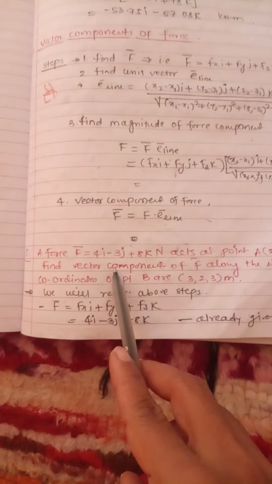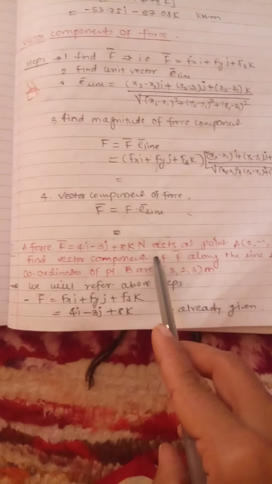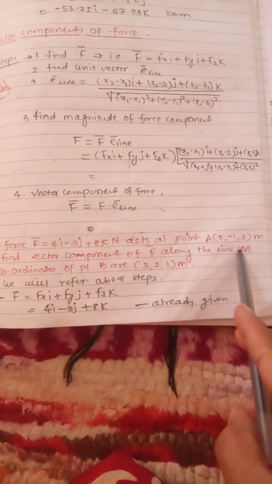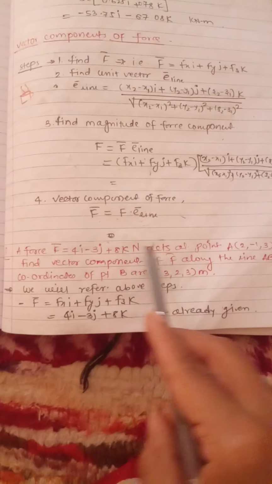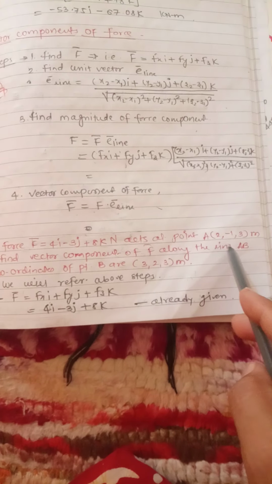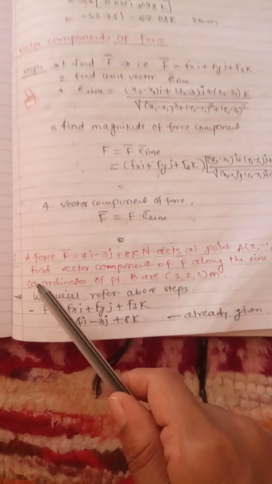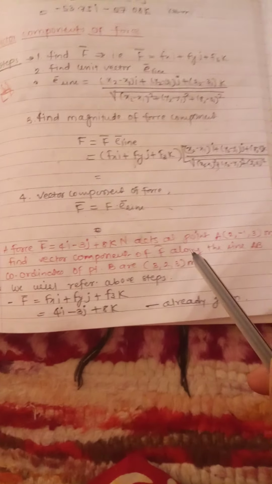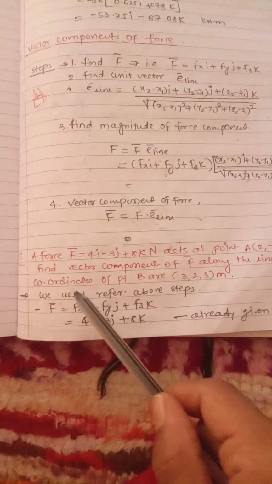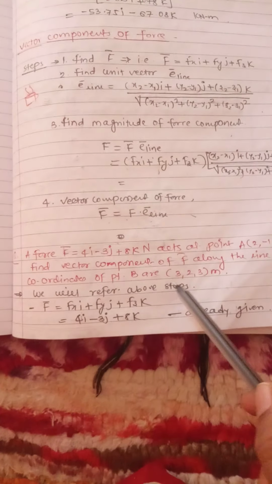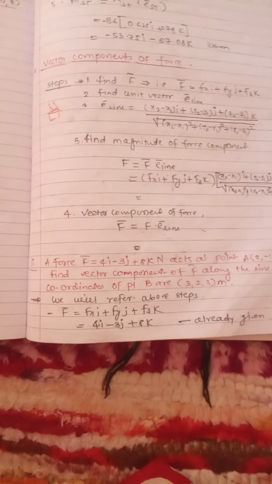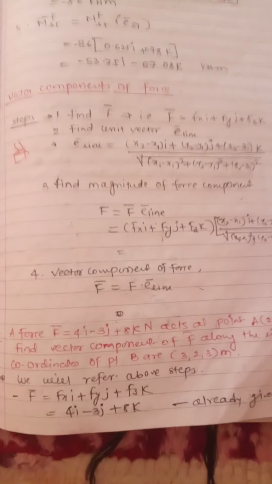A force F equal to 4i minus 3j plus 8k acts at a point A whose coordinates are given to you. Find the vector components of the force along the line AB. The coordinates of point B are 3, 2, 3. The coordinates of points A and B are given to you. What are the steps to find the components?